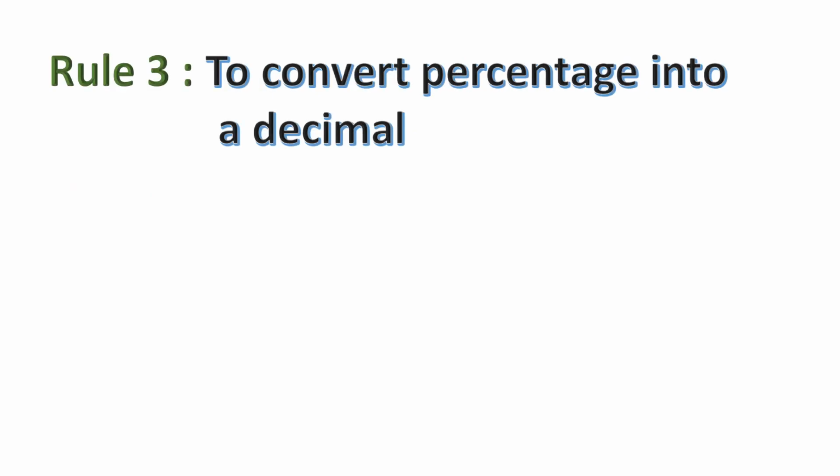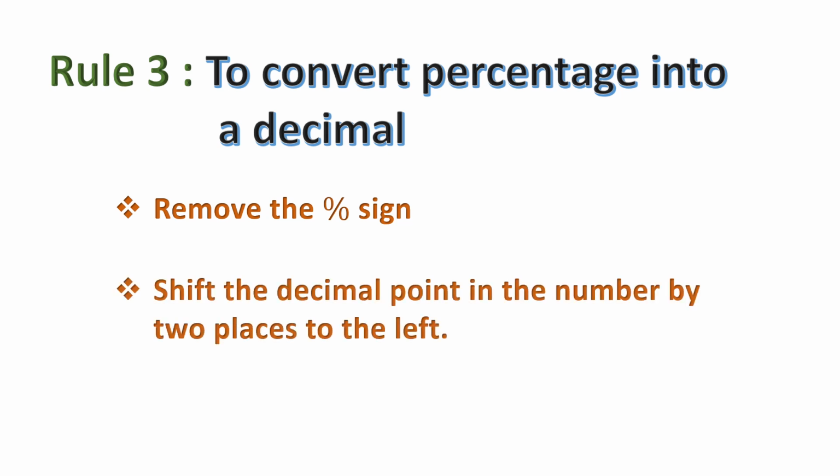Rule 3. To convert percentage into a decimal. Okay. So here what you have to do, you have to remove the percentage sign. Then you have to shift the decimal point in the number by 2 places to the left. Let's see how's that.